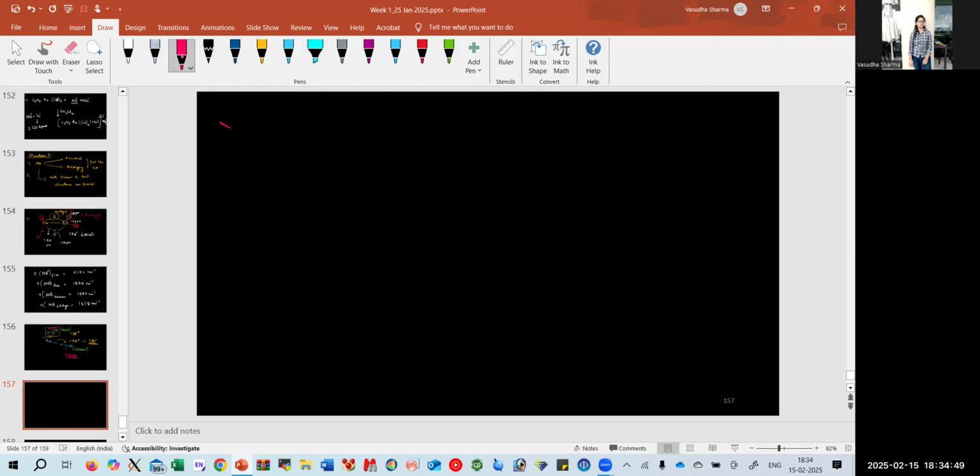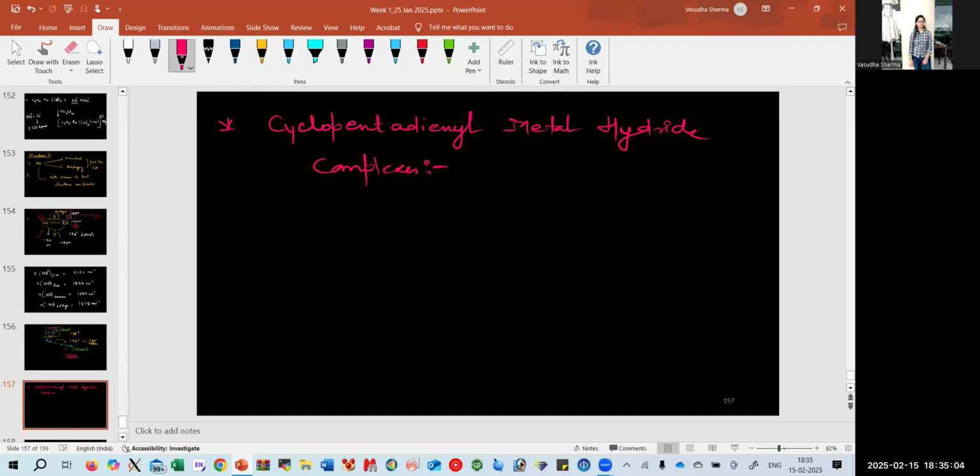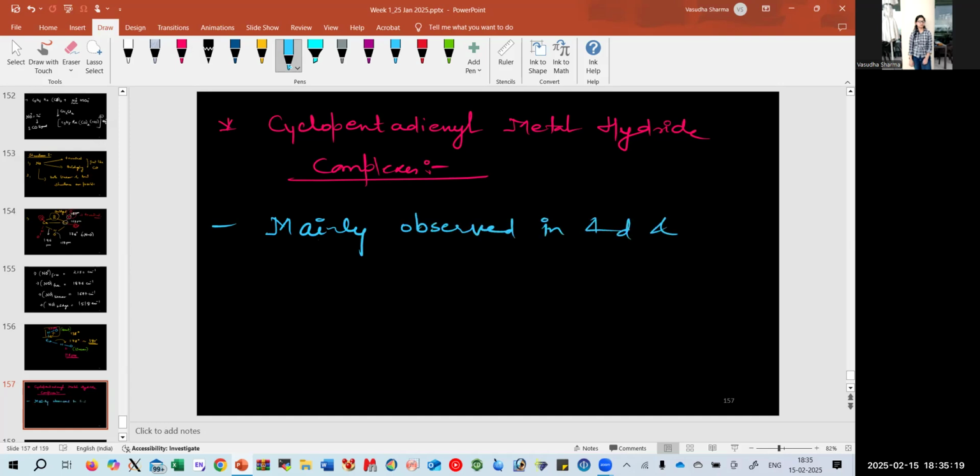So now we are introducing cyclopentadienyl metal hydride complexes. These are another type of half sandwich complex, where we have earlier seen the carbonyl group and the nitrosyl group. Now we are talking about the hydride groups. These kinds of complexes have been mainly observed in 4D and 5D metals. In the case of 3D metals, they dimerize with the loss of hydrogen.